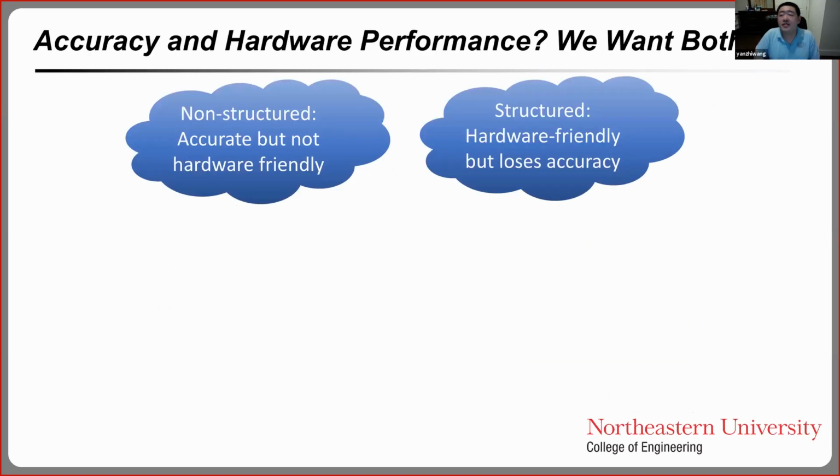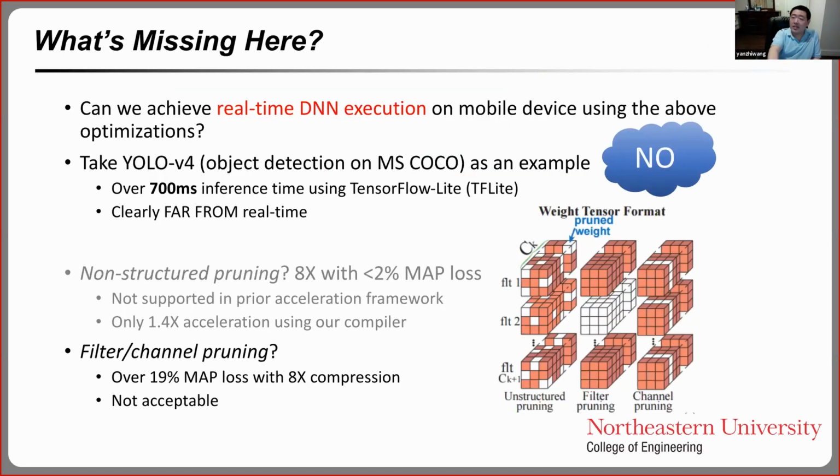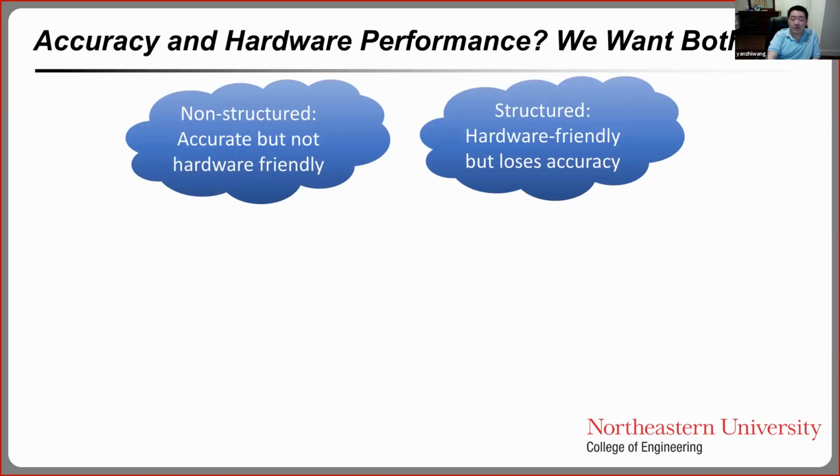So this is the reason that we found that there is a missing angle here. Previously, people believed non-structured pruning is accurate, but not hardware friendly. Structured pruning is hardware friendly, but loses accuracy. This is also shown in our previous results, using YOLO V4 as an example. But can we achieve both? Can we achieve accuracy and hardware performance simultaneously? Let's see what we have missed. What have we done so far?